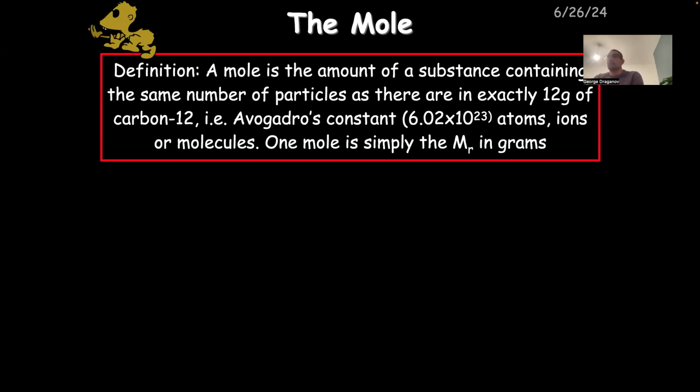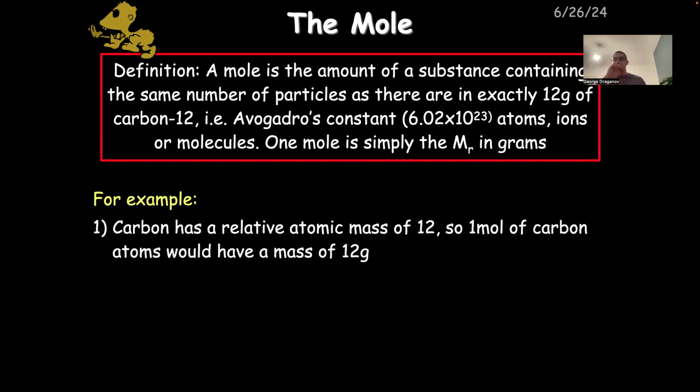Avogadro's constant is there, 6.02 times 10 to the 23. You can see that's much bigger than a billion. It's a huge number. Now, the reason the words ions and molecules are mentioned is that you have to read the question very carefully, and I'll show you exactly what that means in a minute. But simply put, 1 mole is equal to the MR in grams. Remember in the previous lesson, we did MR, where you add up the relative atomic masses. Well, 1 mole will equal the MR in grams.